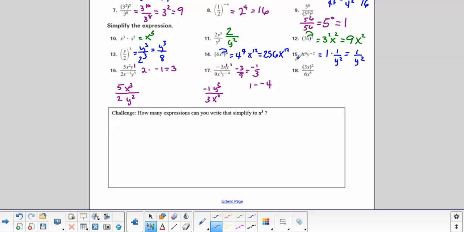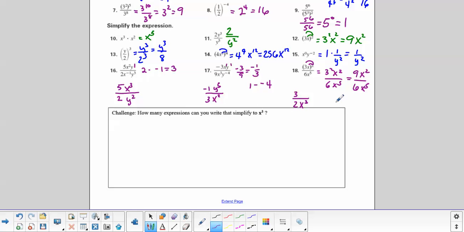Okay, last one, we're going to distribute the squared to each of these. So you get 3 squared x squared over 6 x to the 5th. 3 squared is 9, so 9x squared over 6x to the 5th. Okay, 9/6 simplifies because they can both be divided by 3. So 9 divided by 3 is 3. 6 divided by 3 is 2. Your bigger exponent is in the denominator, so you're going to do 5 minus 2, and you get x to the 3rd in your denominator.